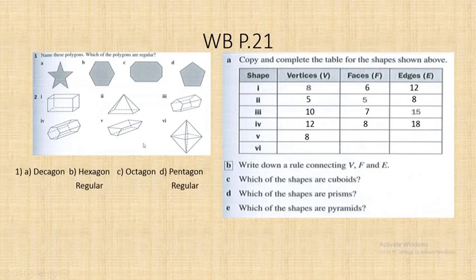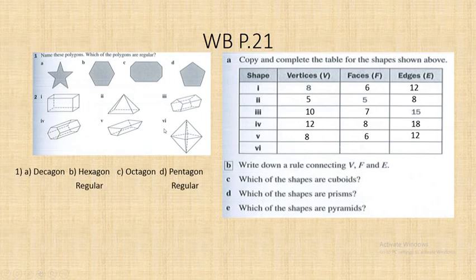And here for iv, it has 8 vertices, 1, 2, 3, 4 in front of me and 4 in the back. So if you add them up, it's going to be 8 vertices. And for the faces, front and back it's 2, up and down it's 2, so it's going to be 4 all together. Left and right, so it's going to be 6 faces. And the number of edges is 12.